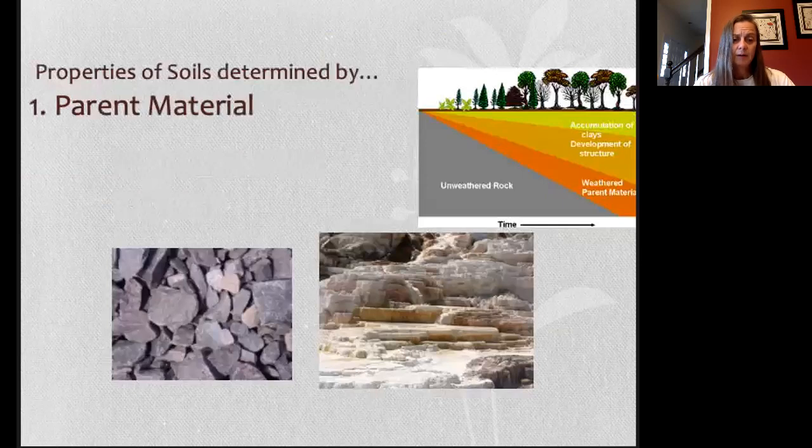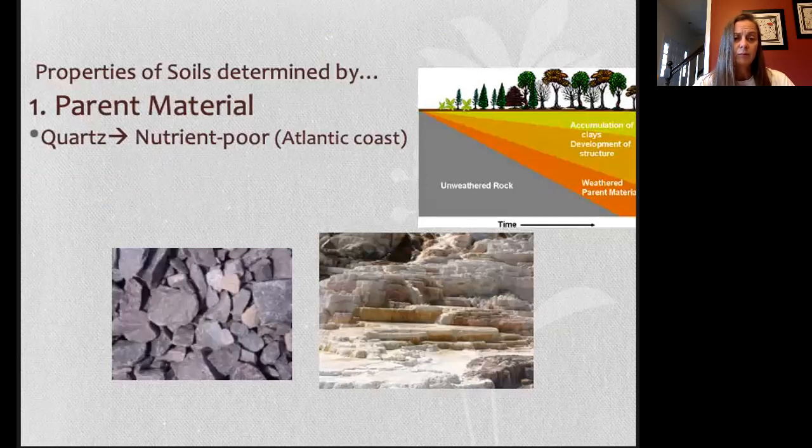Let's talk about parent material. Here in the Atlantic coast, a lot of our parent material is quartz, which means that we have nutrient poor soil. Where we live here in Tidewater, that's not the case because we are a coastal floodplain, and so we actually have very nutrient rich soil, but much of the North Atlantic coast is a nutrient poor quartz parent material.